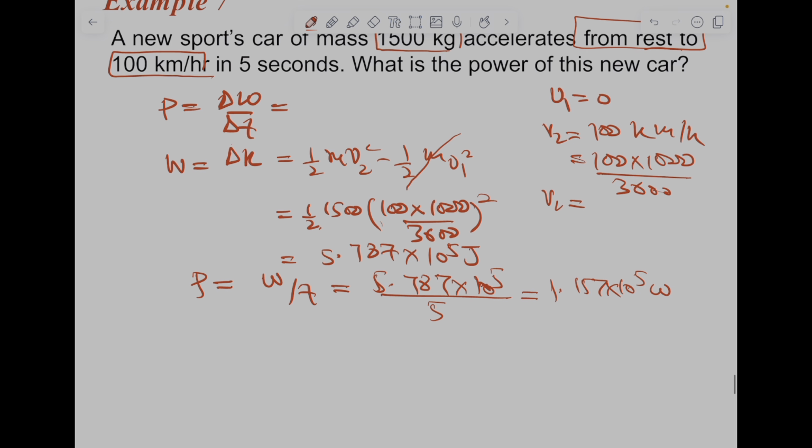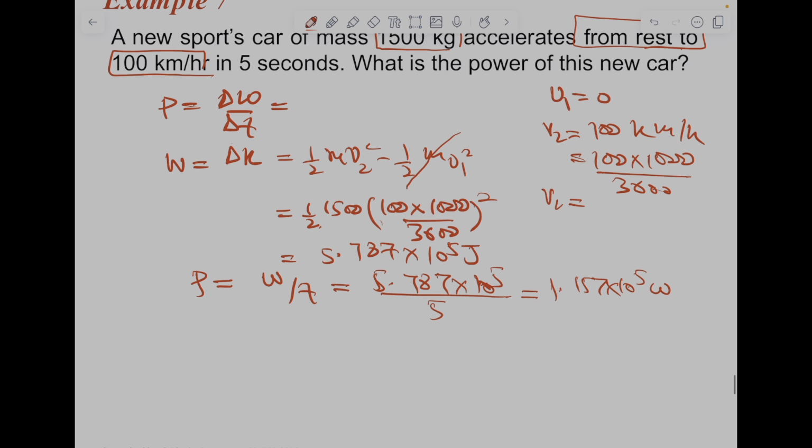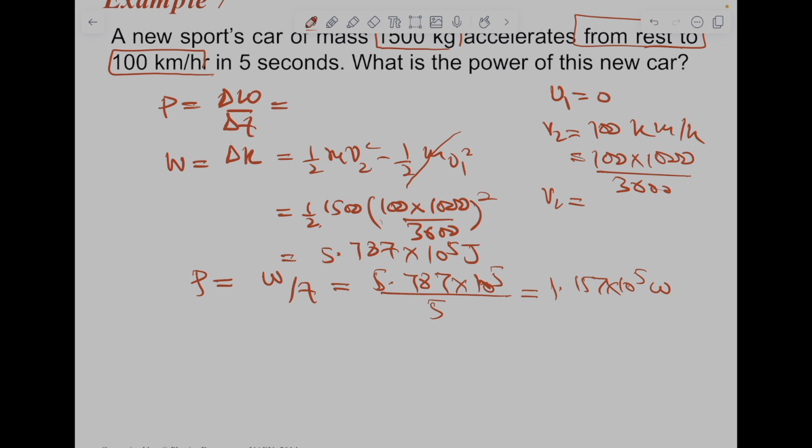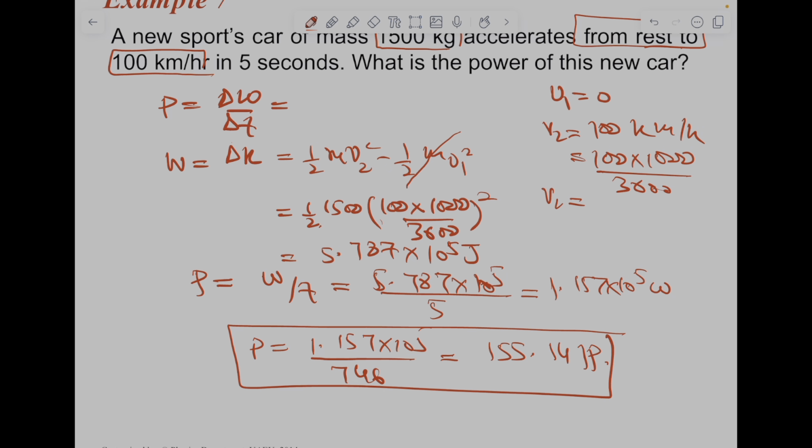So you can convert this power into horsepower. Your horsepower is 1.157 times 10 raised to power 5 divided by 746, which is 155.14 horsepower. So you will get the power. Okay.